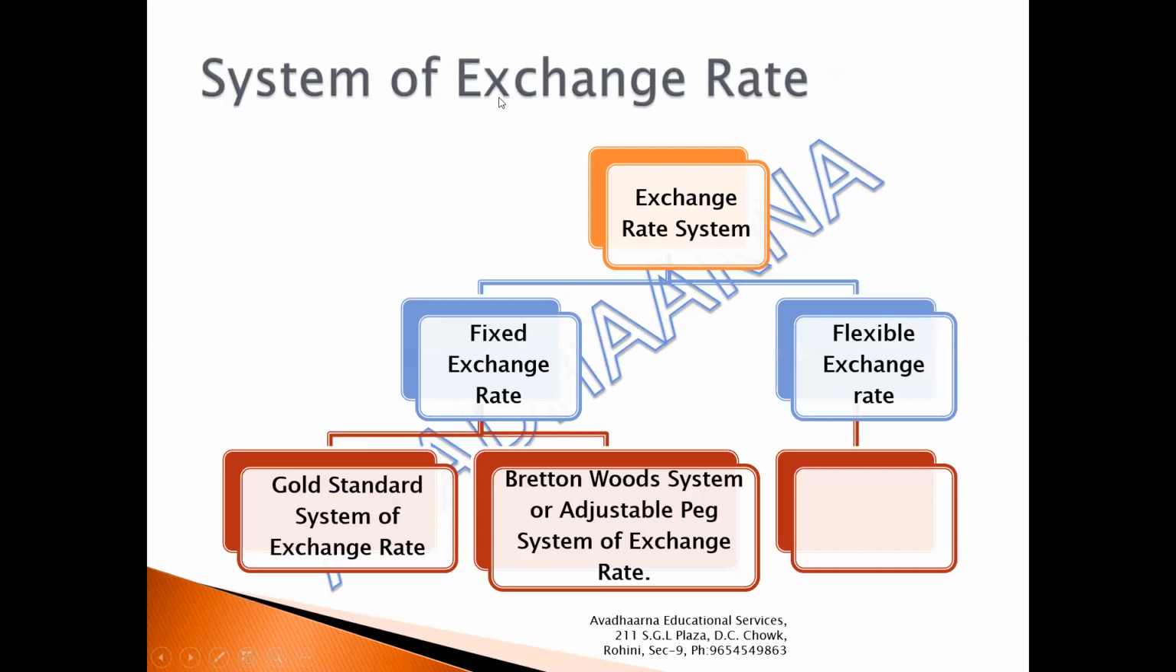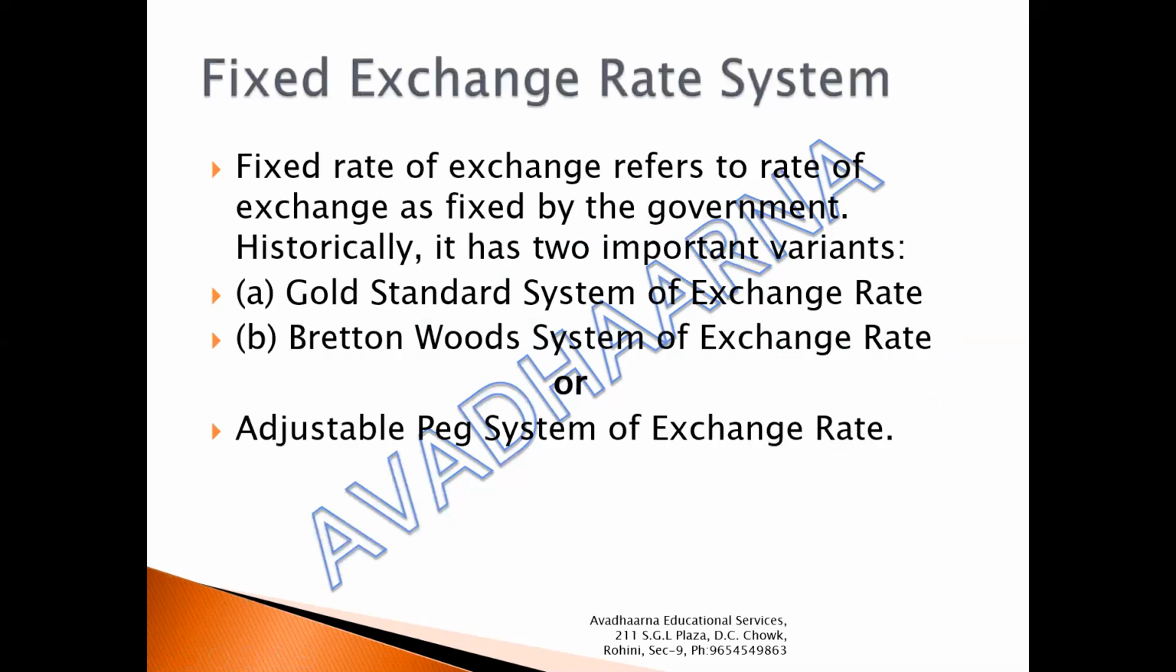Now, system of exchange rate. There are mainly two systems of exchange rate. First is fixed exchange rate and second is flexible exchange rate. Now, fixed exchange rate के अंदर बेटा we are using two systems, gold standard system of exchange rate and Bretton Woods system, or adjustable peg system of exchange rate. Now let us learn about the systems of exchange rate.